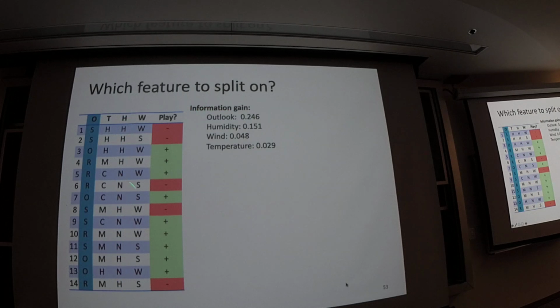Right. So similarly, we can compute the information gain for the wind feature and the temperature feature. Now we can rank all the features according to their information gain. So which feature do we choose to split the data? Outlook, right? Outlook has the largest information gain, so we split on outlook.